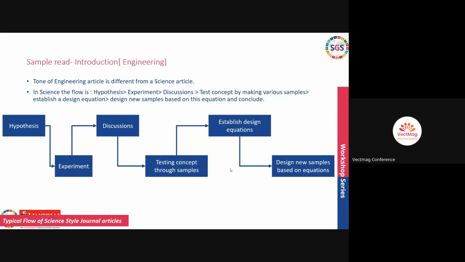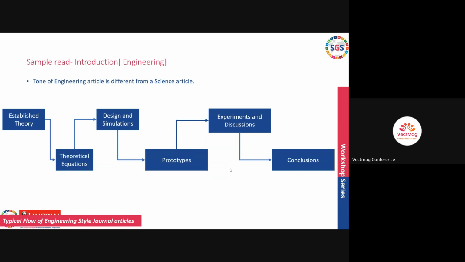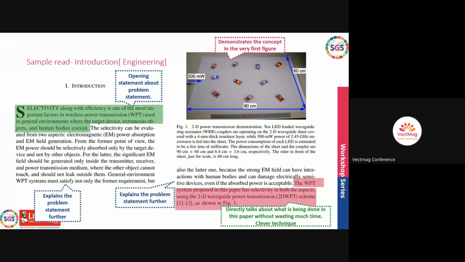In the case of humanities and management, the tone is more or less similar to science. You start with a hypothesis, then you conduct a survey, then you do discussions, and then you leave it open for people to interpret it and redo certain parts of the experiments, to test the thing. Now, I'll come to the humanities and management part a little later. First, I'm covering the science and engineering part.